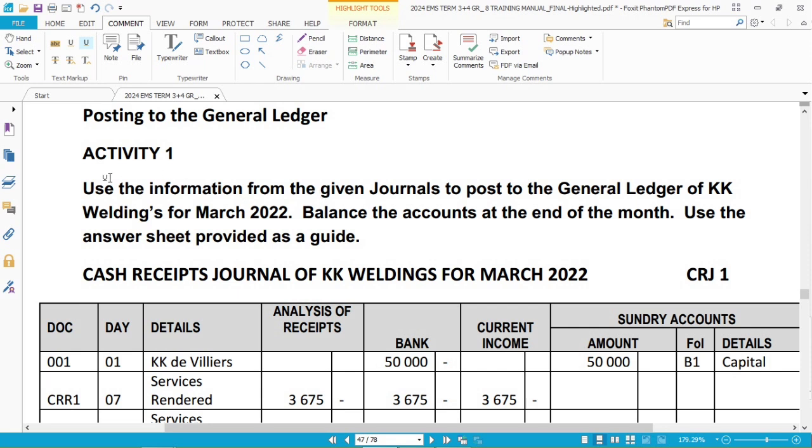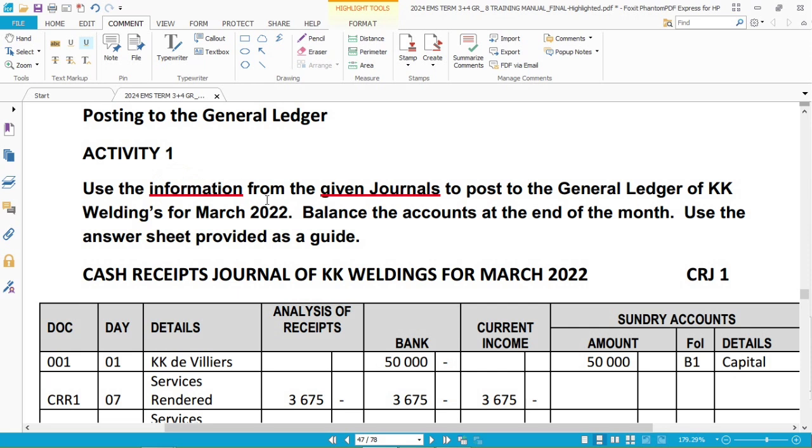Alright, so activity 1 says use the information from the given journals. So they're giving us journals and to post to the general ledger of KK Weldings for March 2022. Balance the accounts at the end of the month. Use the answer sheet provided as a guide. Alright, so I'm going to read it twice. The second time I read it, I'm going to underline important words.